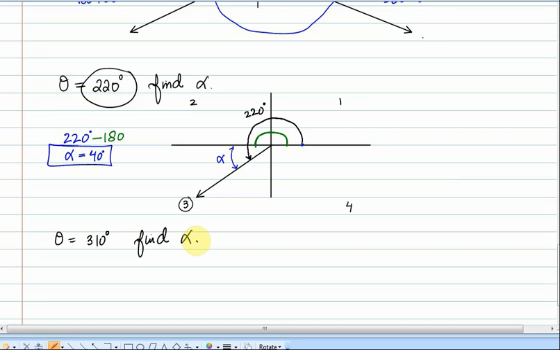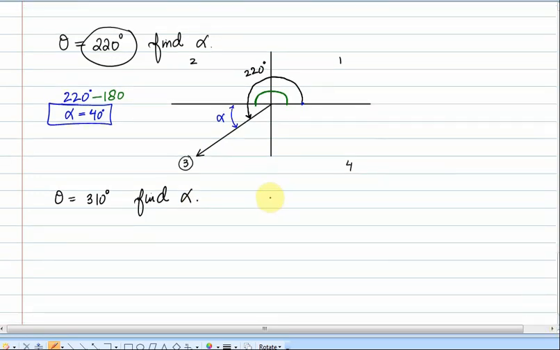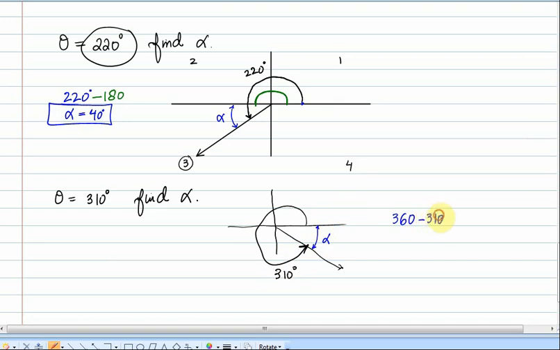Done? Now I expect you all have done something like this. 310 means it must be in the fourth quadrant. That is your angle theta. It's 310. You need to find the angle alpha. That means it's unknown. So alpha is equal to 360, if you cover the whole circle, minus 310. So it's 50 degrees. That is your angle alpha. Right? I hope that all of you have done the same.